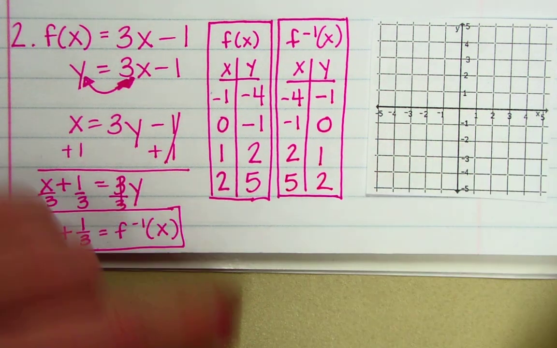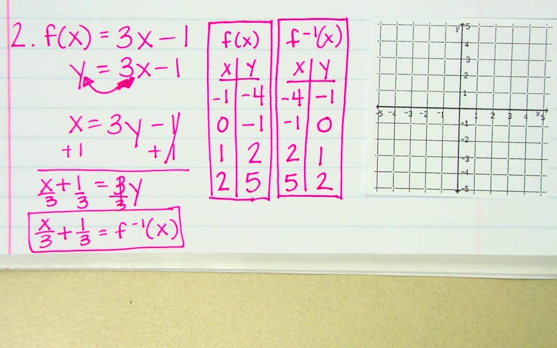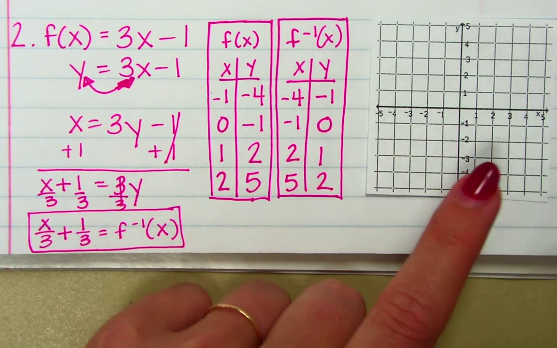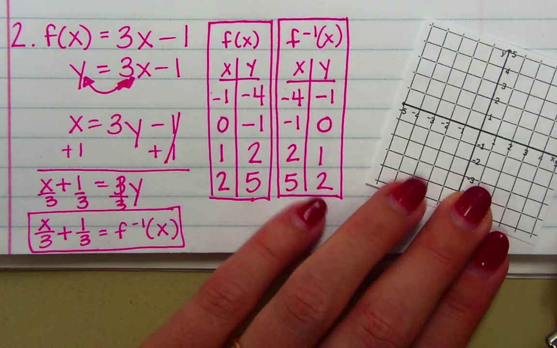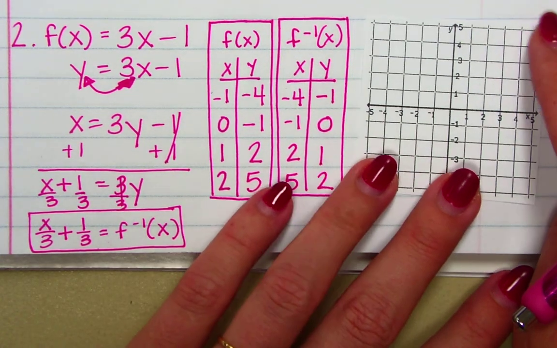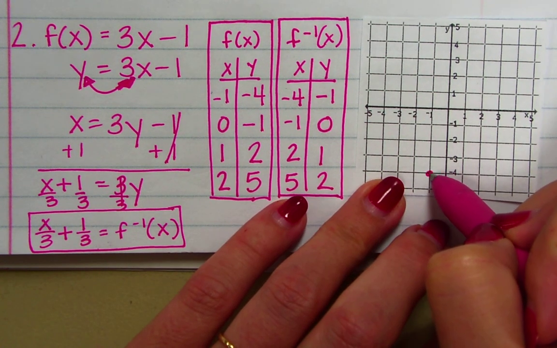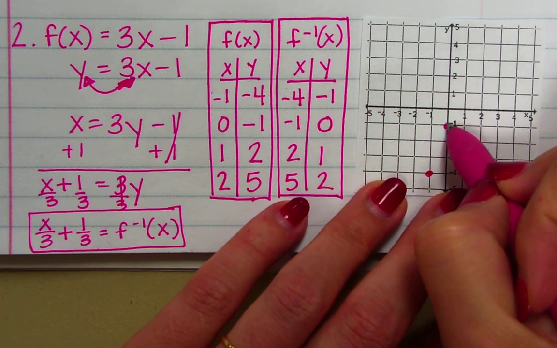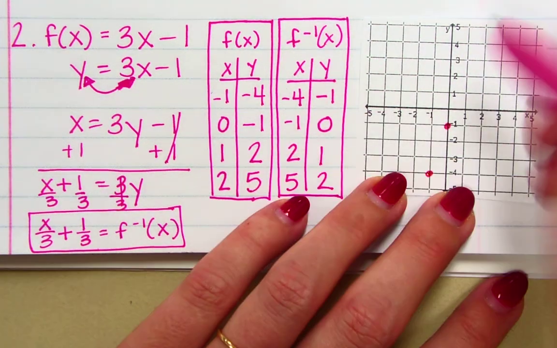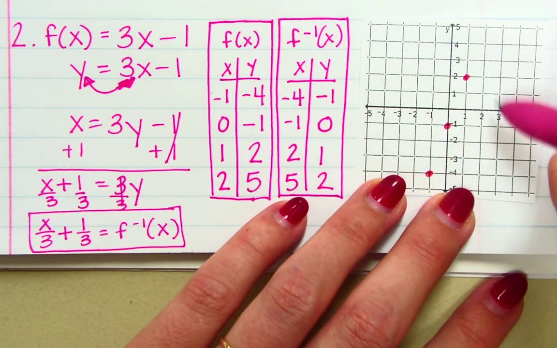Y is 2. Good. Okay, now I'm going to graph both of these on the same graph, on one of the little graphs that we cut out. Again, I chose points that were small enough to fit on this graph, points that were 5 or less. So -1, -4 goes here. 0, -1 here. 1, 2 here, and 2, 5.